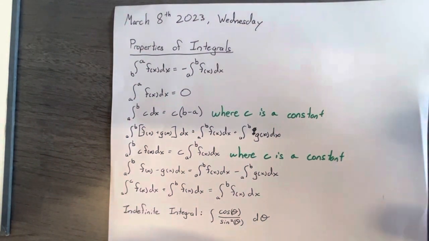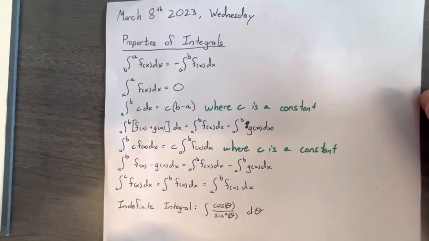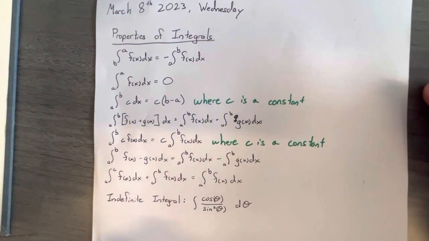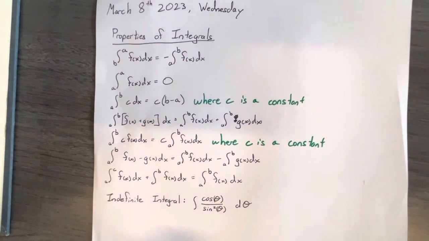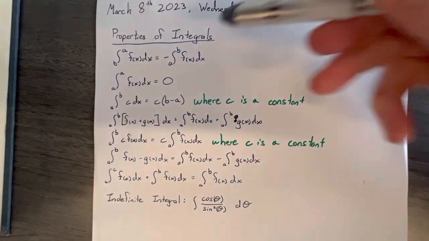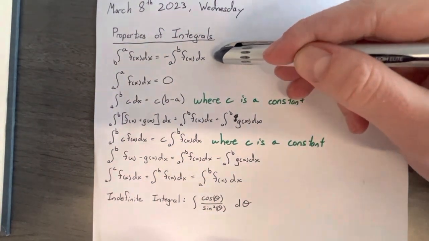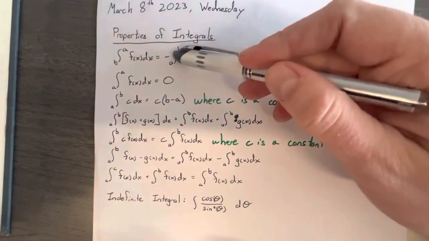So I'm opening up today with a whole bunch of properties of integrals. I'd say take your time here, write these down and see what's going on. The first one we got here is the one we were talking about today in class. If we flip the bounds, it costs us a negative sign.